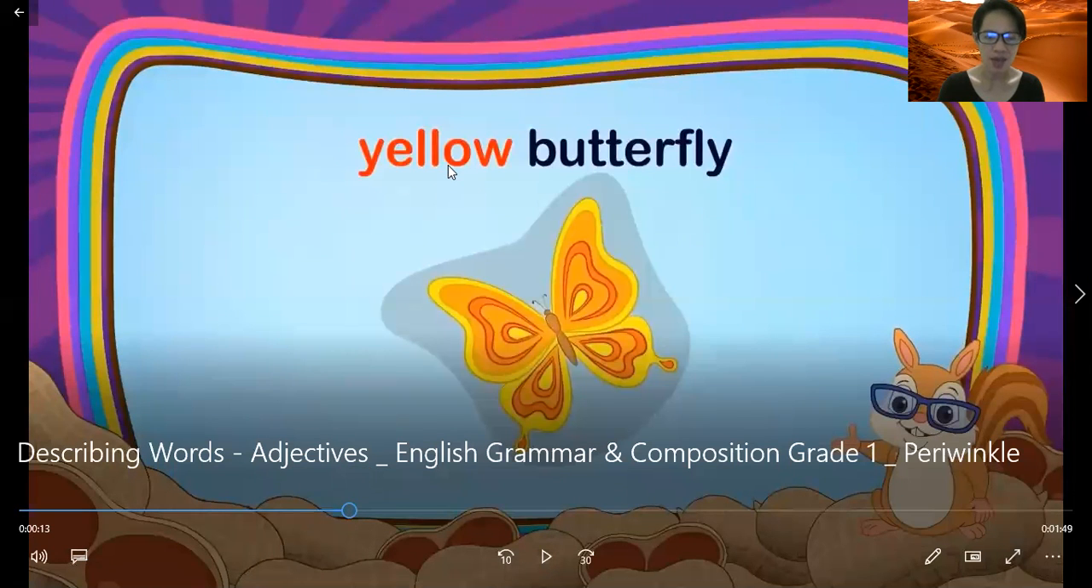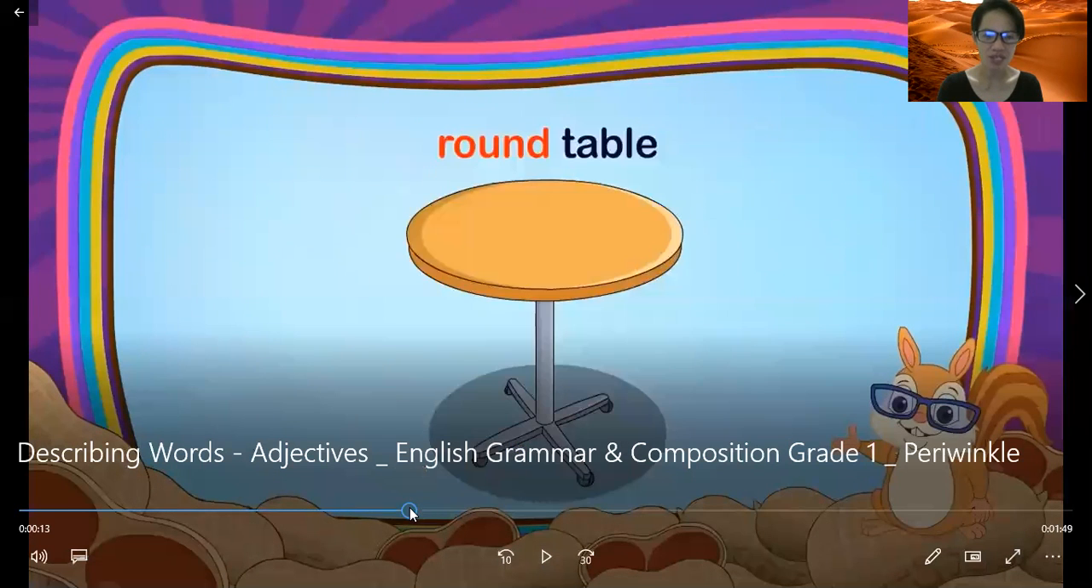Next, okay. Yellow butterfly. Yellow butterfly. The word yellow here is a color. The word yellow describes the butterfly. So the adjective here is the word yellow. Okay, I hope you understand it. Next, round table. This is a table, right? What is the shape of this table? Round. Okay, so we call it round table. The word round describes the table. So round is an adjective.